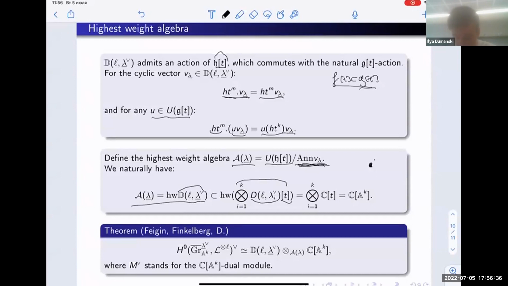So it can be viewed as the ring of functions on the configuration space, going back to the Beilinson-Drinfeld context. So our highest weight algebra lives inside this polynomial algebra, and that allows us to state the theorem.